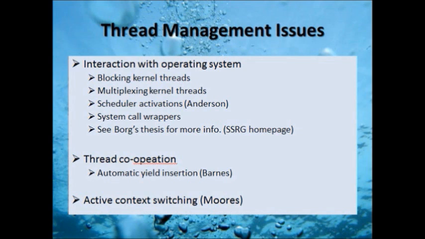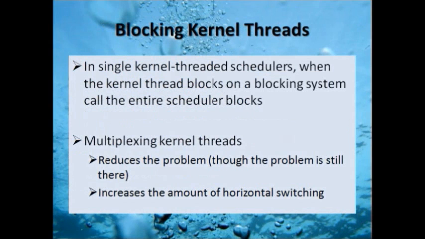Thread management issues: interaction with the operating system, blocking kernel threads, multiplexing kernel threads, scheduler activations, system call wrappers, thread cooperation, automatic yield insertion, active context switching. Blocking kernel threads: in single kernel-threaded schedulers, when the kernel thread blocks on a blocking system call, the entire scheduler blocks. Multiplexing kernel threads reduces the problem, though the problem is still there, and increases the amount of horizontal switching.